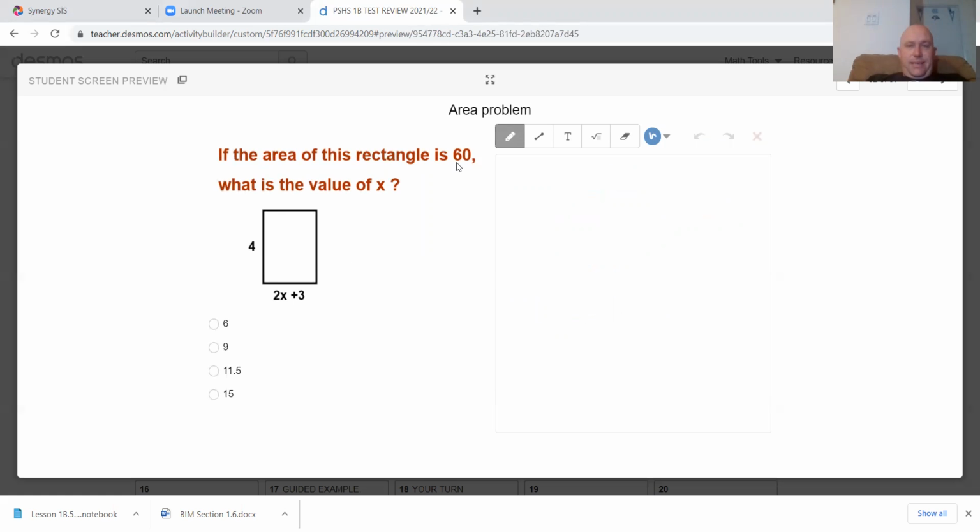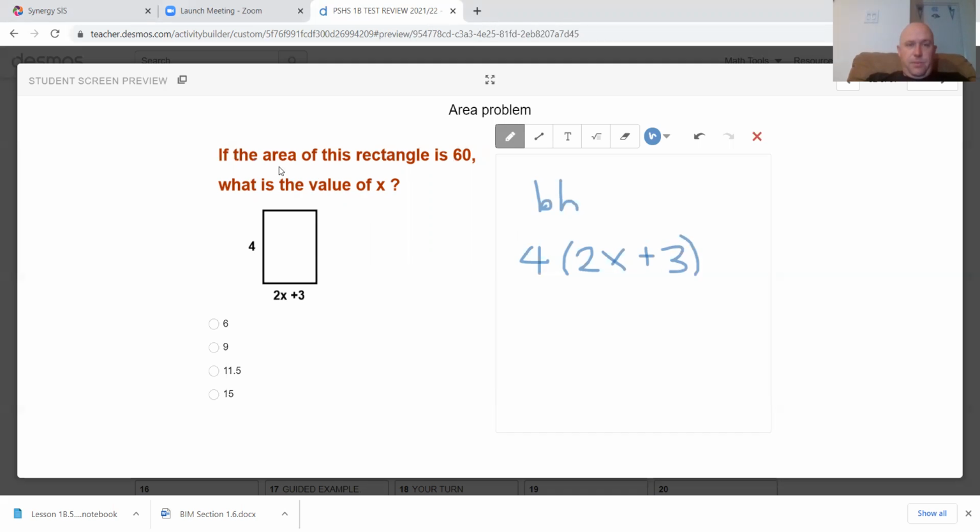If the area of the rectangle is 60, what is the value of x? Now, on the formula sheet, it does give you a formula. It tells you that the area is base times height. So I've got to do this times this, but I'm going to do numbers first and letters second. And that's going to look much nicer.